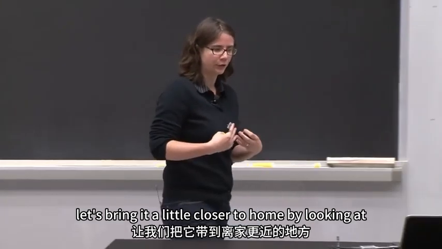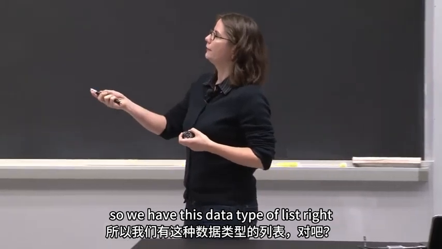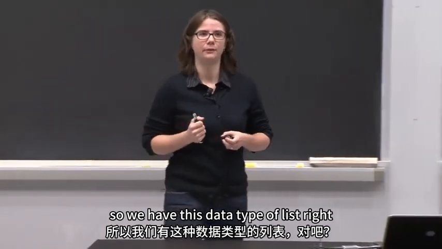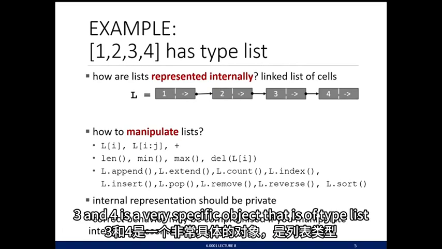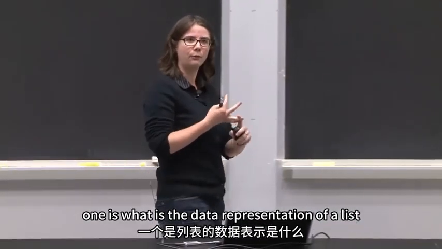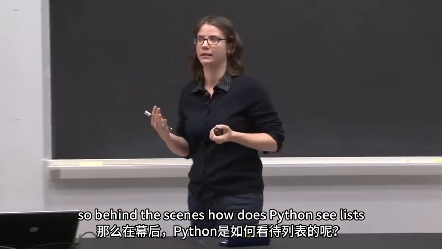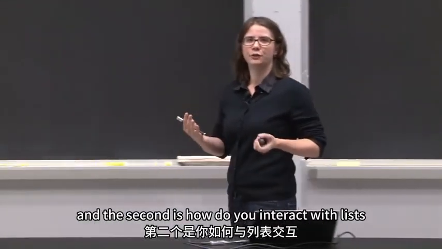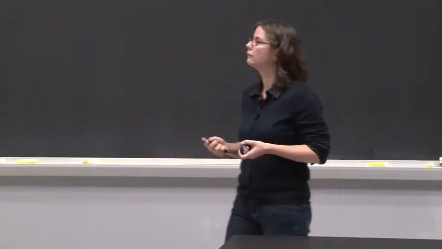Let's bring it a little closer to home by looking at a list. So we have this data type of list, right? We've worked with lists before. The list with elements 1, 2, 3, and 4 is a very specific object that is of type list. Okay? Again, we think about it in terms of two things. One is what is the data representation of a list? So behind the scenes, how does Python see lists? And the second is, how do you interact with lists? So what are ways that you can manipulate a list object once it's created?